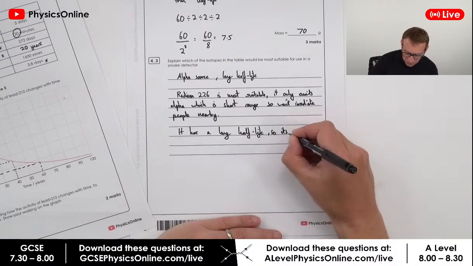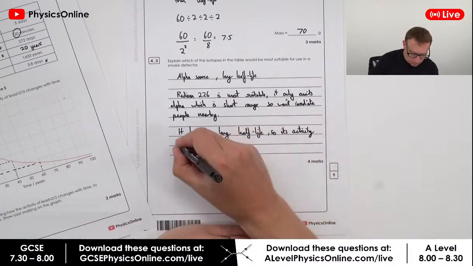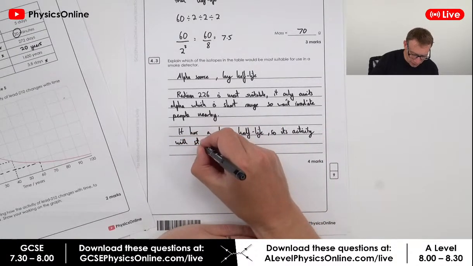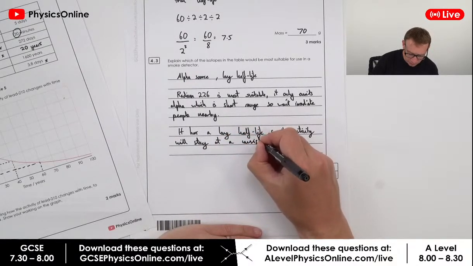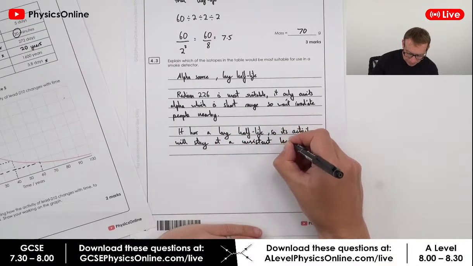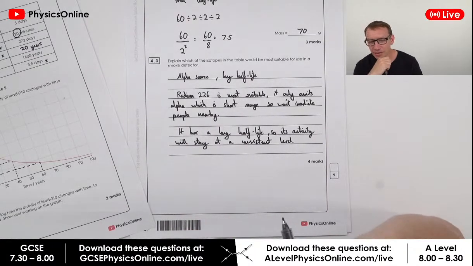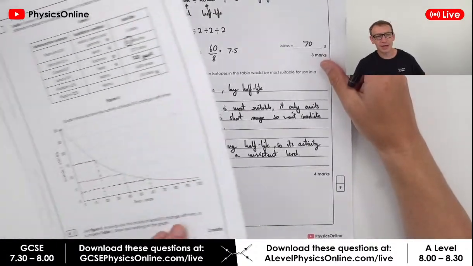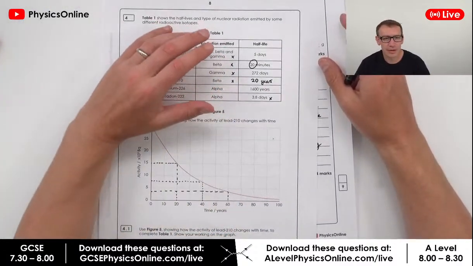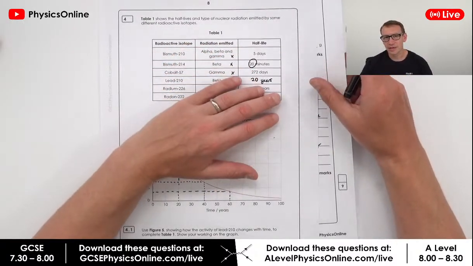And that means its activity will stay at a consistent level. Okay, so there are a couple of things we could say. I think a lot of people are saying the right things in the chat. Yeah, okay, so this one over here is just about looking at a table with some different radioactive isotopes and deciding which would be most suitable for that particular use.